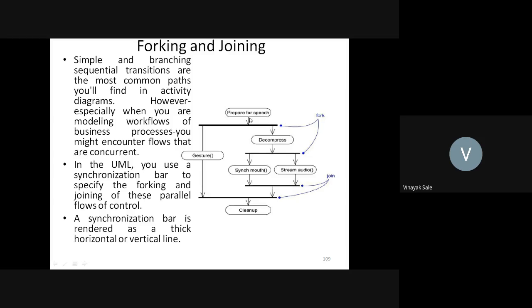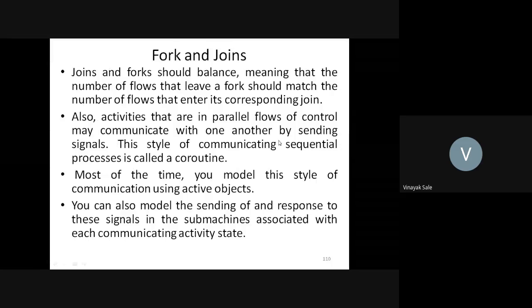In this example, after prepare speech, there is a fork. First is glacier and second part is decomposer. And for joining glacier and decomposer, there is again a bar for joining, so that we can go to the next step. So a synchronization bar is rendered as a thick horizontal or vertical line. So joins and forks should be balanced, meaning that the number of flows out of forks should be equal to the number of flows into joins.